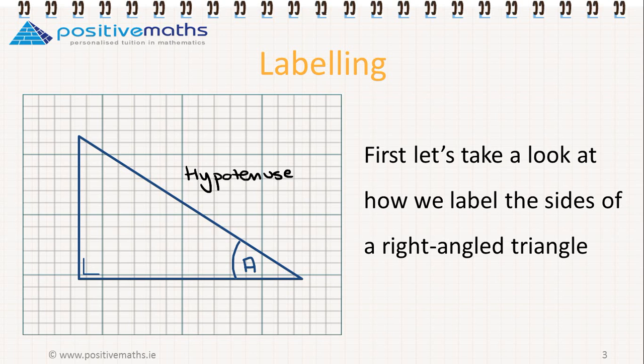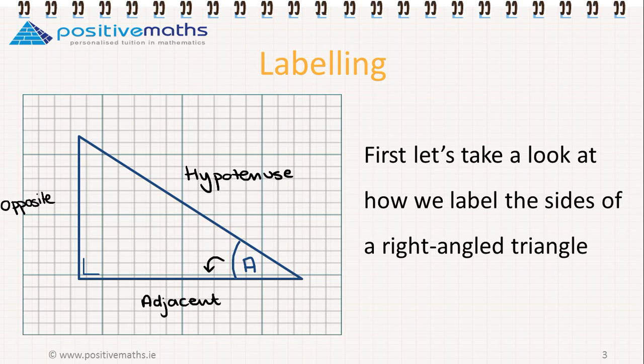The next side that I'm going to identify is the opposite side. So this is opposite to the angle that we've identified. So it's opposite A. And the last side is the adjacent side. So adjacent can mean beside. So it's the side beside the angle, but the side that's not the hypotenuse.